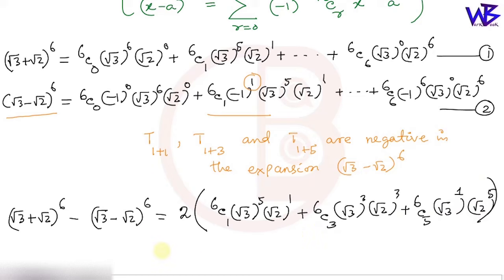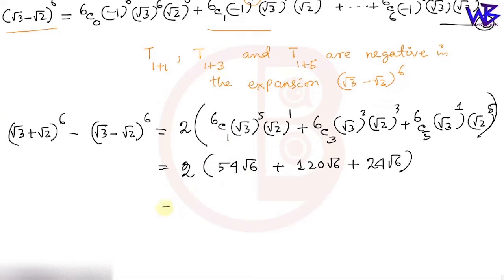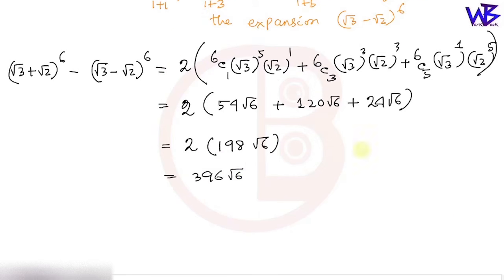So when I calculate this, this will become 2 times 54√6 plus 120√6 plus 24√6. Now by further calculation I got 2 times 198√6, which is equal to 396√6.